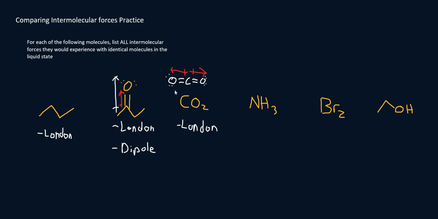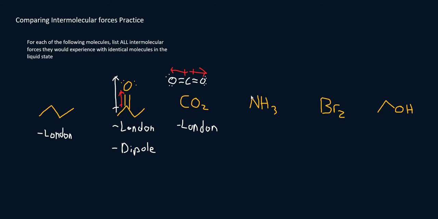Also, CO2 won't be able to do hydrogen bonding because there's no hydrogen bond donor in this molecule. So with identical CO2 molecules, it cannot do hydrogen bonding. It has acceptors with these lone pairs, but it does not have any donors to hydrogen bond with itself. So the only forces we're going to see between identical CO2 molecules is London forces.